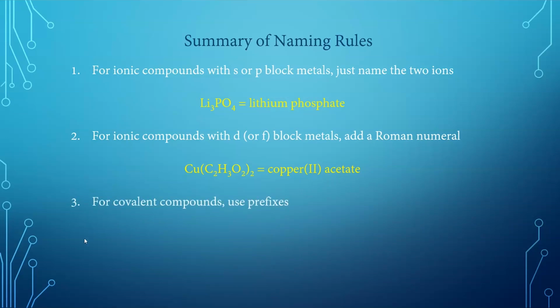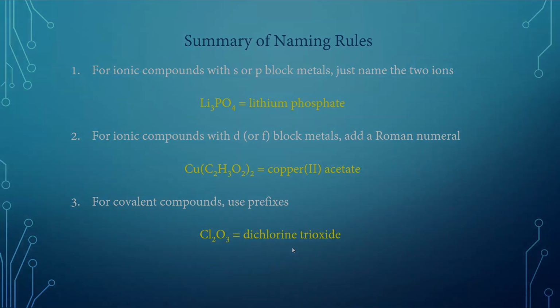The third type of compound we just talked about were covalent compounds. With covalent compounds, we use our prefixes. We wouldn't use a Roman numeral because covalent compounds don't have charges. But because there are more than one possibility, there's Cl2O, Cl2O5, even Cl2O7. There's a number of different compounds of chlorine and oxygen. We have to tell people which one this one is. So this compound is simply dichlorine trioxide. Di for 2 chlorines and tri for 3 oxides.